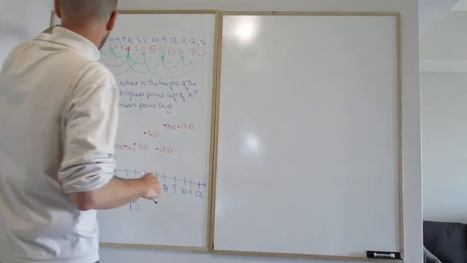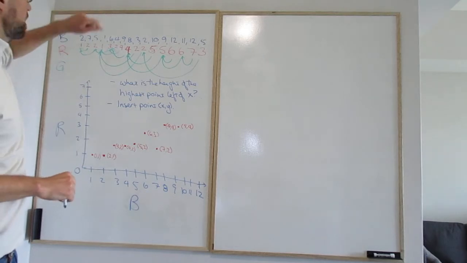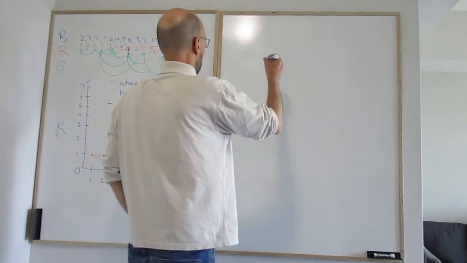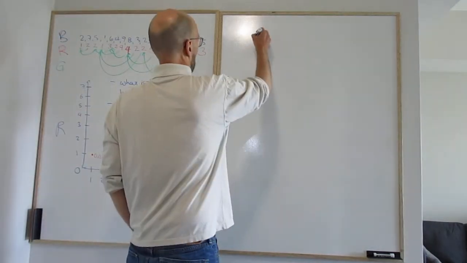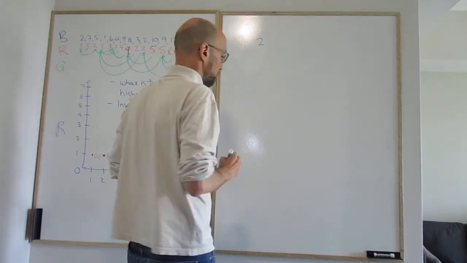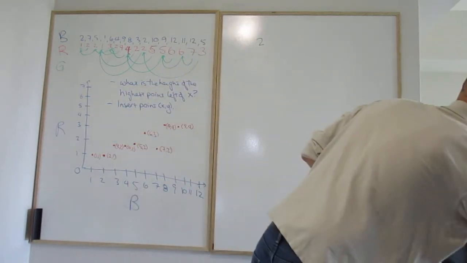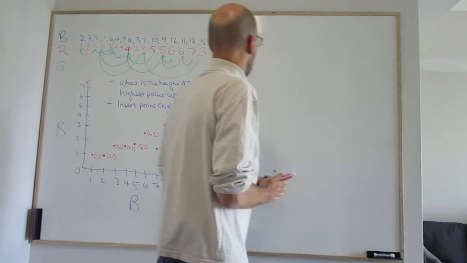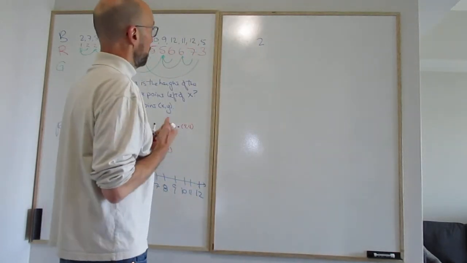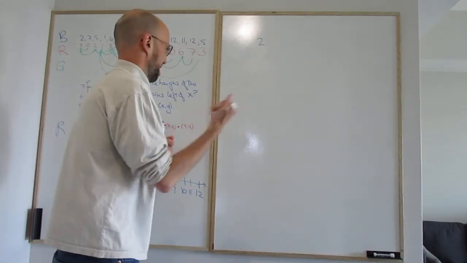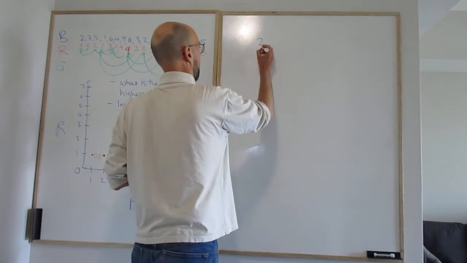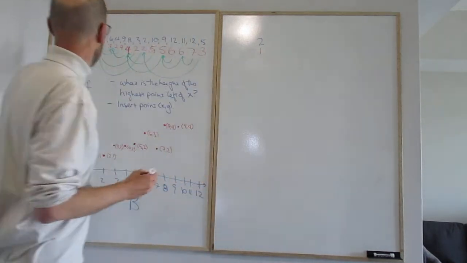Now, I'm going to insert the B's as keys. So I insert 2. But I also put, this is not the key. This is satellite data. I put the R value.